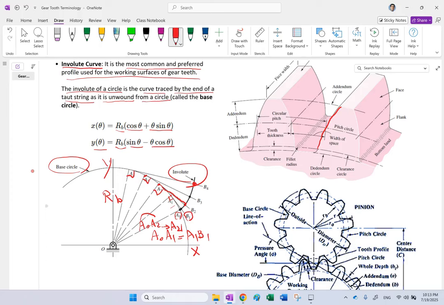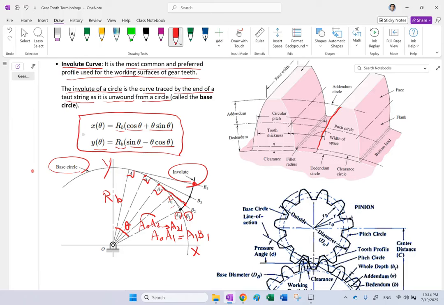So for instance, if I talk about point B4, the radial line of that is O to A4, and the angle it makes with the initial line, which is OA naught, is your angle theta. So the angle of unwrapping from the initial radial line to the current radial line is the parameter that you have inside this involute curve, and you can mathematically show that. Now, that's not my goal. I'm not going to prove this formula for you.